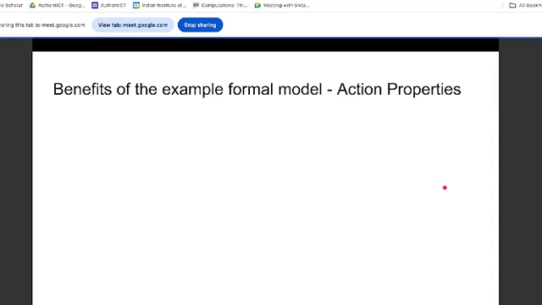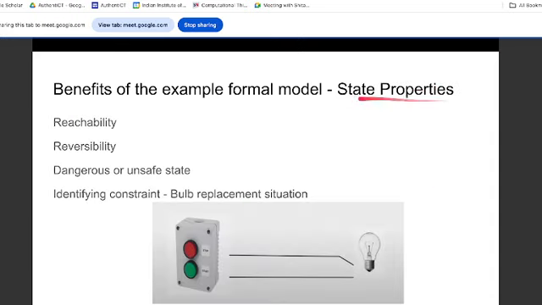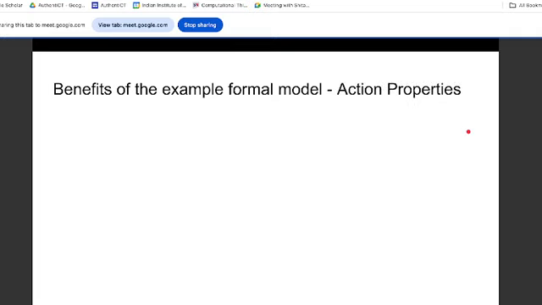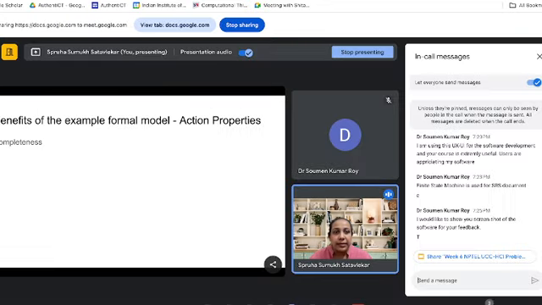So we looked at the state properties that this formal model gives us. One of them is reachability, reversibility. The other one was this unsafe state, which is another state property, but in this model we did not look at any unsafe state; we looked at this constraint. Then we look at the action properties that are associated with this formal model. One is the completeness action property.